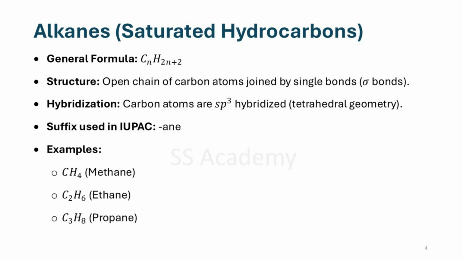Let's start with alkanes. These follow the general formula CnH2n+2. In these molecules, every carbon atom is sp3 hybridized, giving them a sturdy tetrahedral shape. Because they only have single sigma bonds, they are very stable. You will recognize them by the suffix -ane, like methane, ethane, propane.